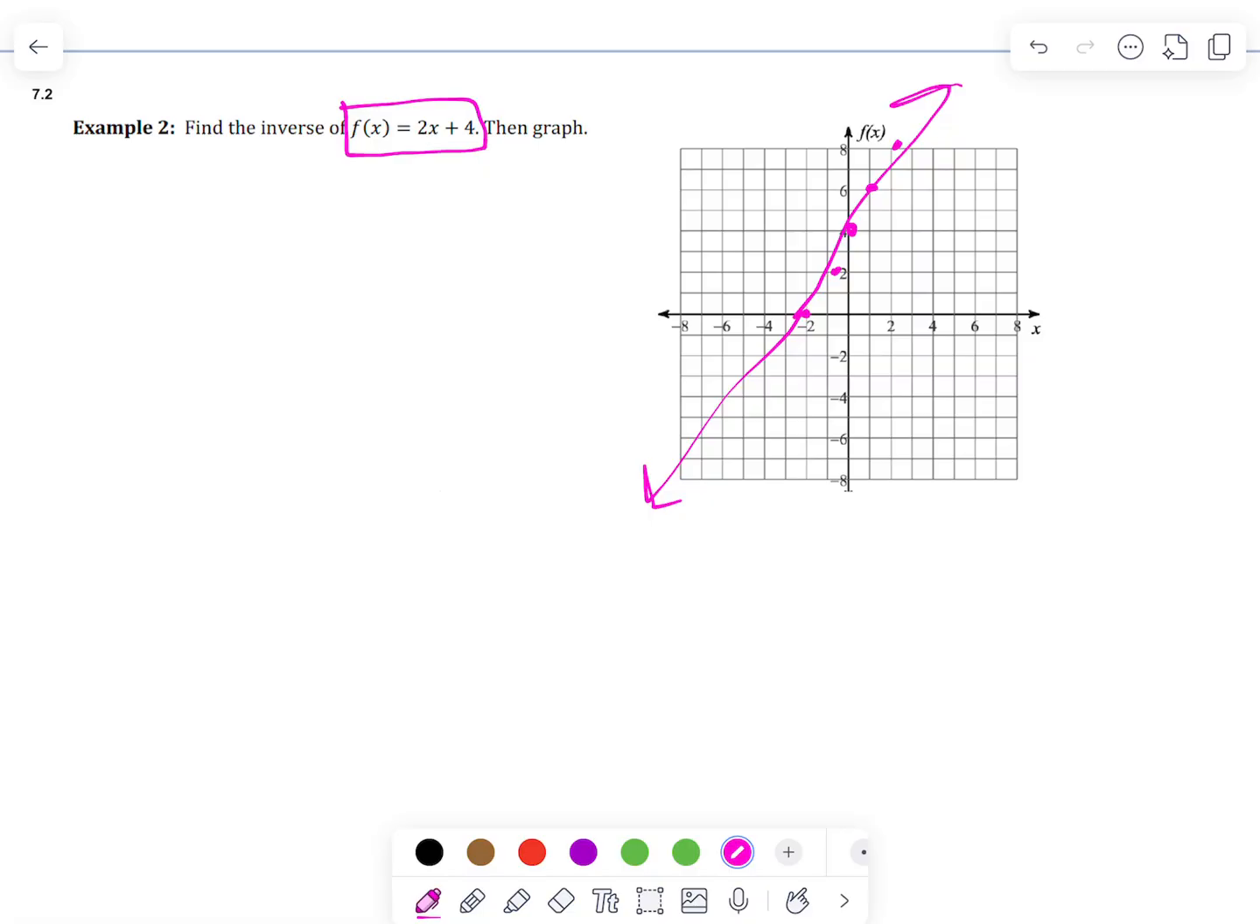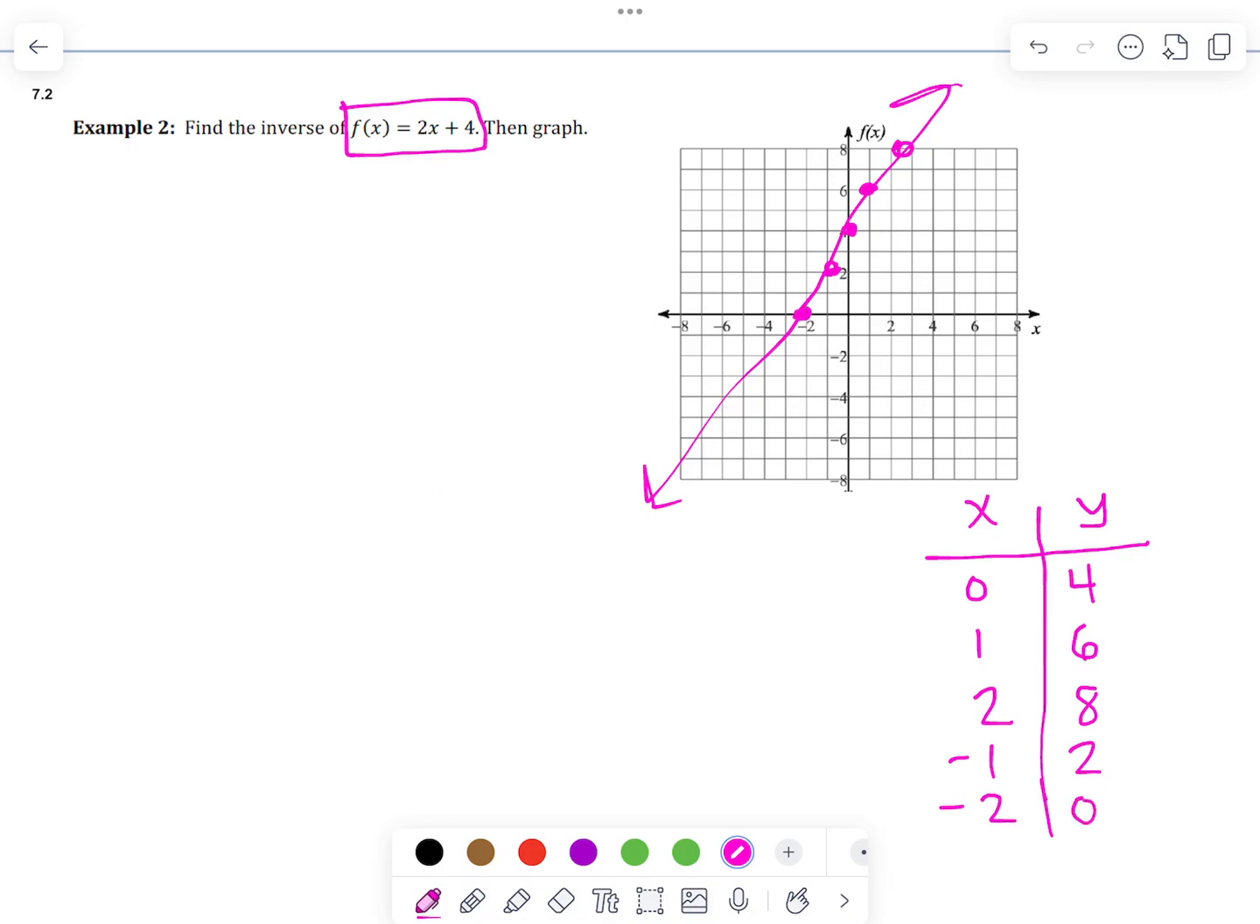Then what we want to do is find the inverse of it. I'm going to create a little table here just so I keep track of my ordered pairs for my pink line, my original function. So I went over 0, up 4. That was my first ordered pair. Then I went right 1, up 6. Then I went right 2, up 8. I'm just doing a few ordered pairs. Here are the ordered pairs that I'm denoting right here. And then I went down. So I went negative 1, up 2, and then negative 2, up 0. So those are these ordered pairs here.